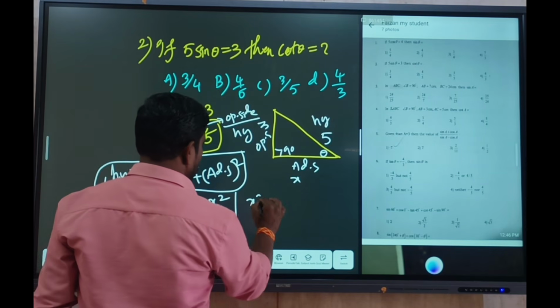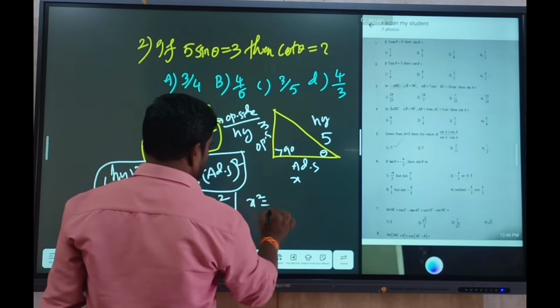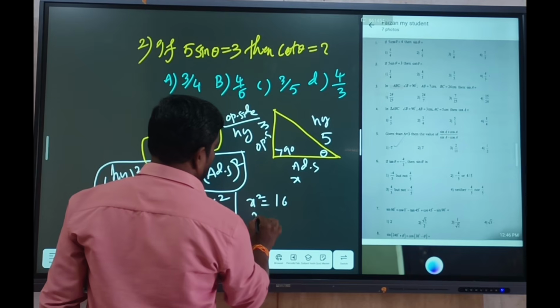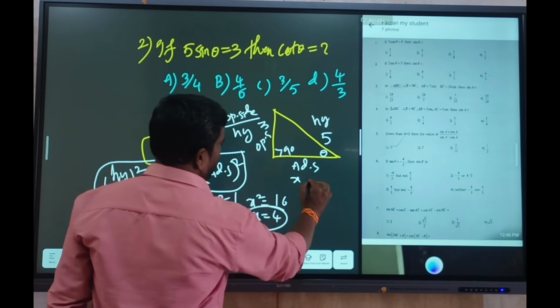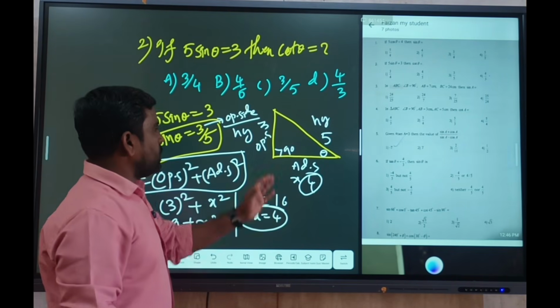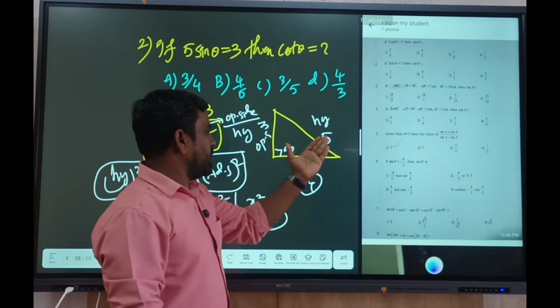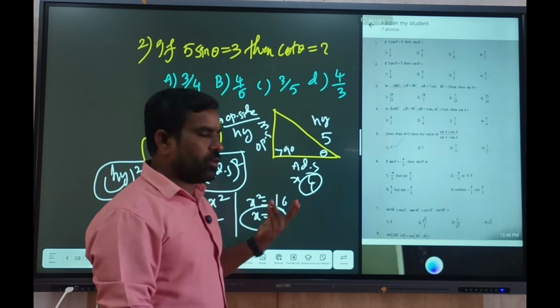So here x square is equal to 25 minus 9, which is 16. Applying the root on both sides, we will get x is equal to 4. So 3, 5 is given, and that time directly write the 4. This is a Pythagorean triplet.